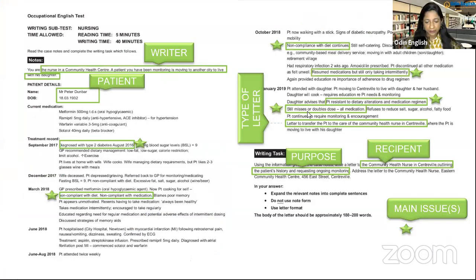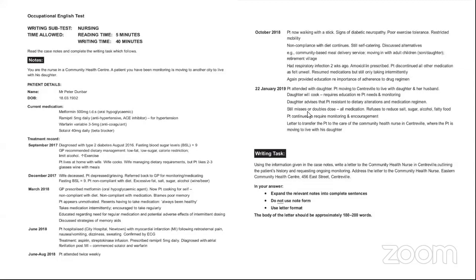Okay, the patient is Mr. Peter Dunbar. The main issue is he has type 2 DM and he's non-compliant to the dietary management and the treatment. And currently he has diabetic neuropathy and also MI. He had a myocardial infarction followed by atrial fibrillation.